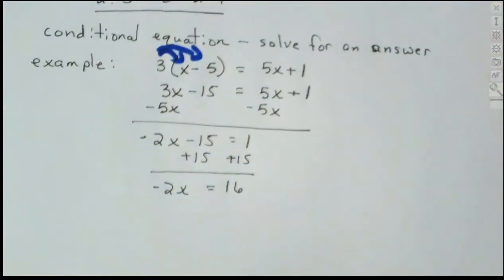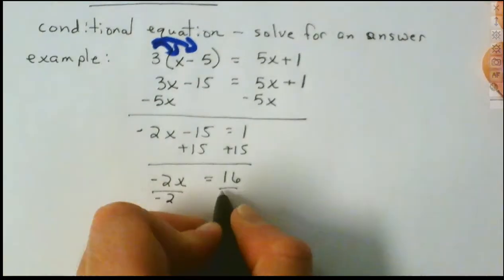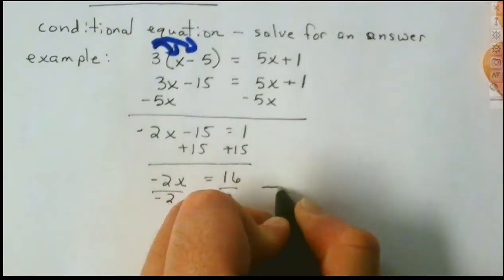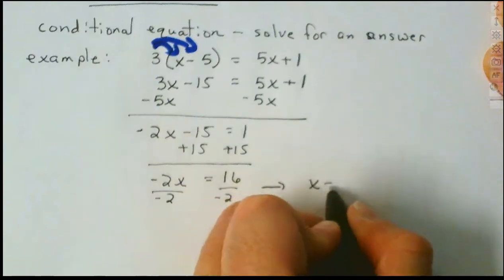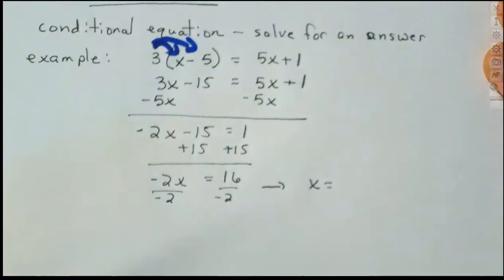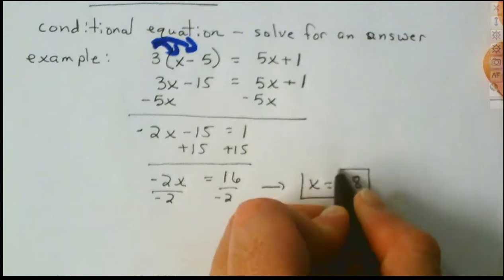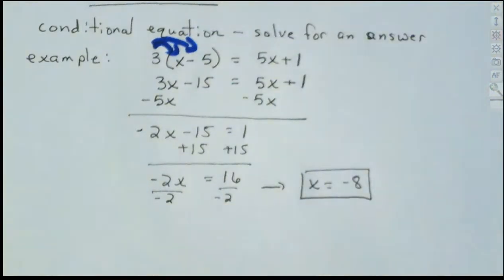And the last step, you divide by a negative 2. And that makes your answer now come out to be, when we divide, those cancel. 16 divided by a negative 2, well, that comes out to be a negative 8. That's an example of a conditional equation. And everything we've done so far has been conditional. We solve it, we get an answer. Okay? Very simple. There are two other types that we need to look at.